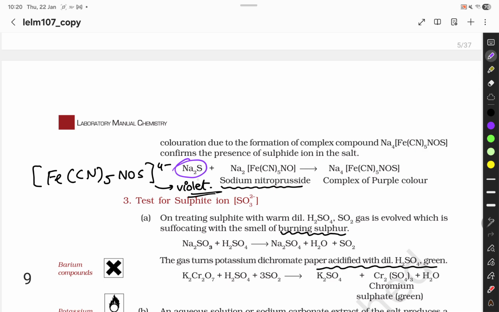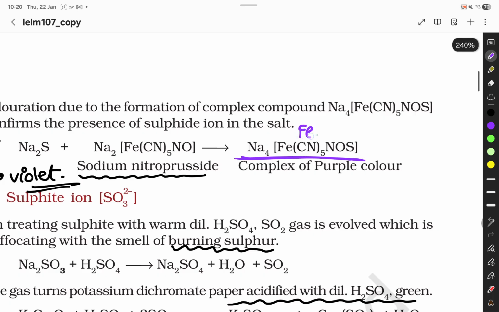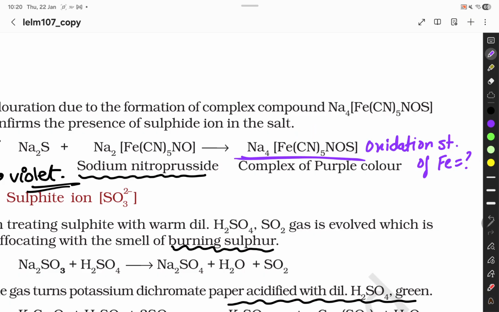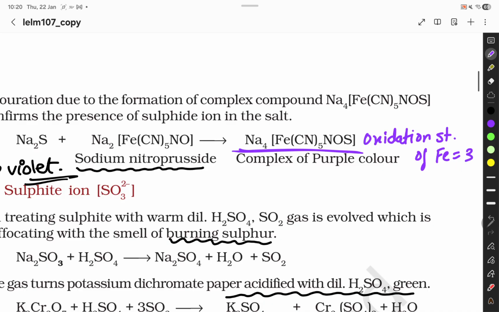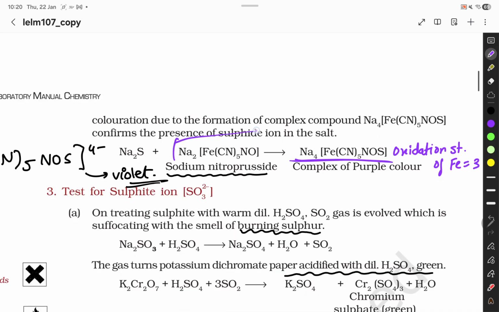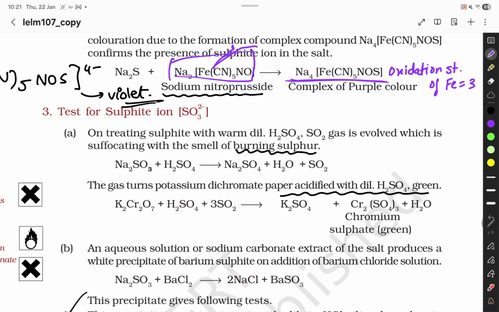The next test is Na2S with sodium nitroprusside, which forms a complex of purple color. The oxidation state of Fe in this compound is +3. Na2[Fe(CN)5NO] gives Na4[Fe(CN)5NOS].